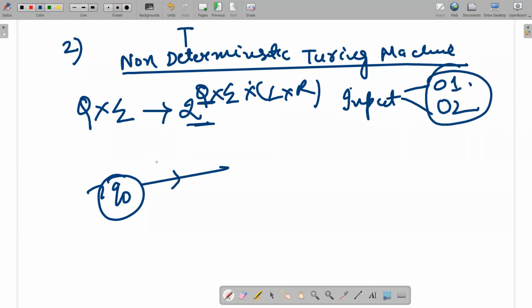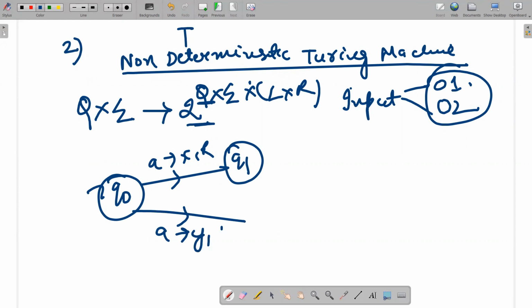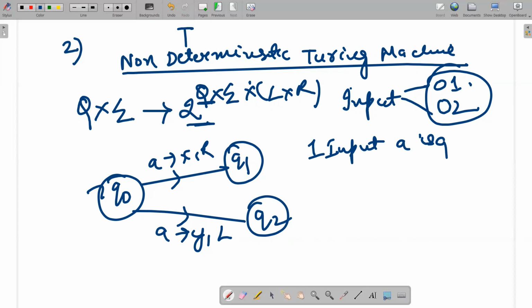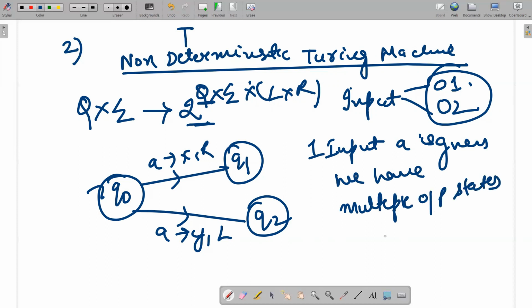Let's say if I'm providing one scenario, A is given X and we are moving in Q1. Similarly, when A is given, it can change to Y and it moves in left direction, it goes to Q2. So simply one input, A is given, and we have multiple output states Q1 and Q2. This is non-deterministic Turing machine.